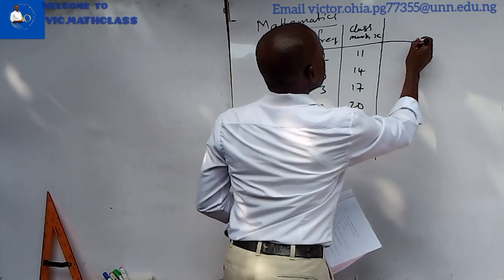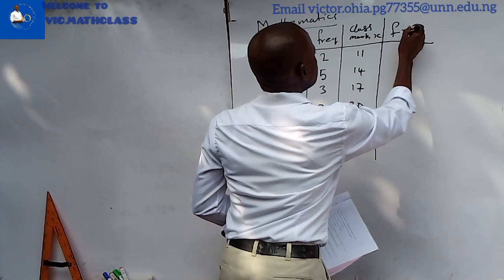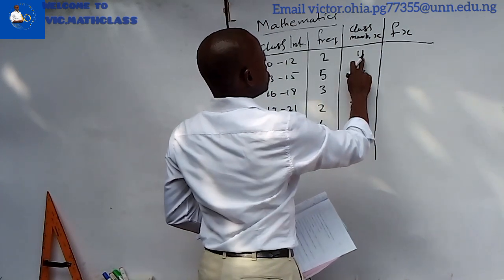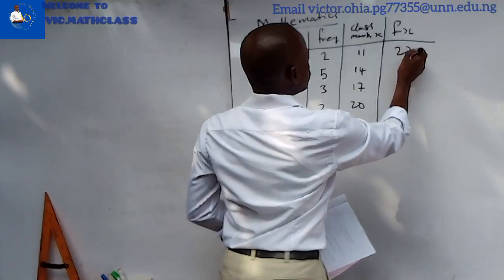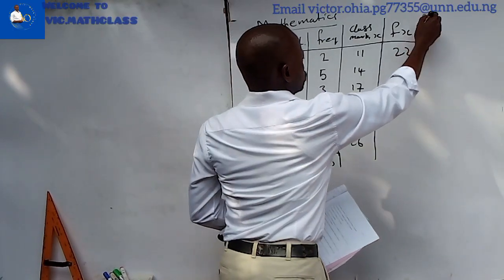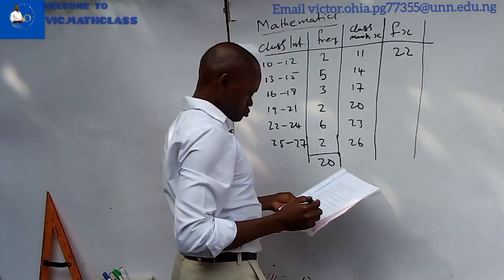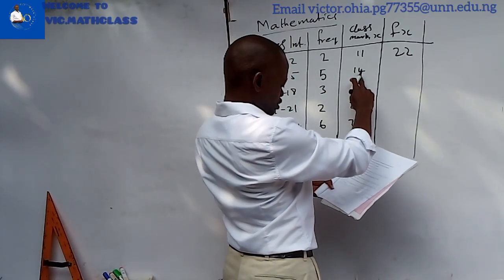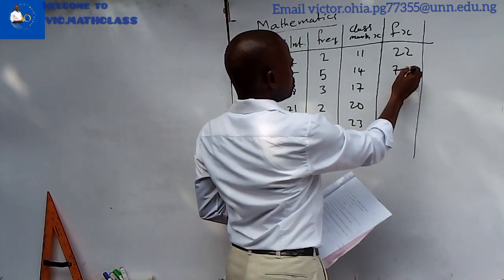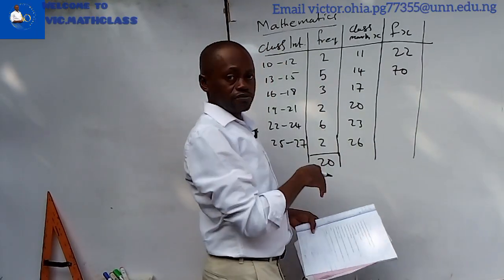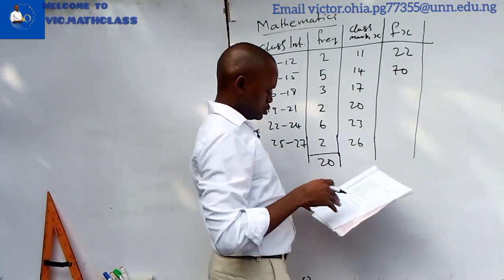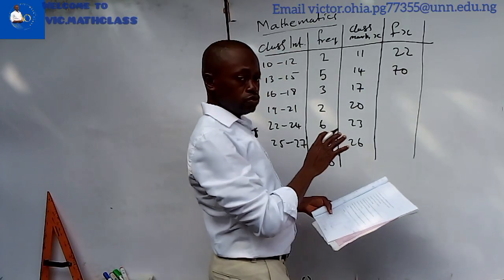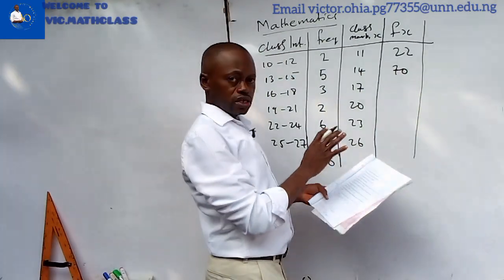So we will now be able to calculate fx, which is frequency times x. So 2 times 11 gives us 22. You continue in that procedure. After 22, you have this times this: 5 times 14 will give us 70. Please verify these figures I have here. Use your calculator and check them to ensure that they are correct, but I am telling you the procedure, how you get each one.